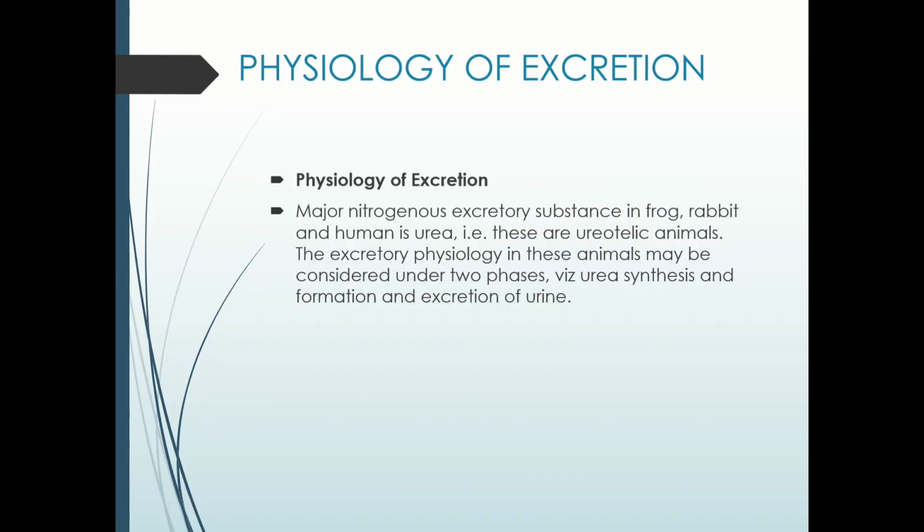Now next is the physiology of excretion. The major nitrogenous excretory substance in frogs, rabbits and humans is urea, so these are ureotelic animals. The excretory physiology in these animals may be considered under two phases, namely urea synthesis, and formation and excretion of urine.